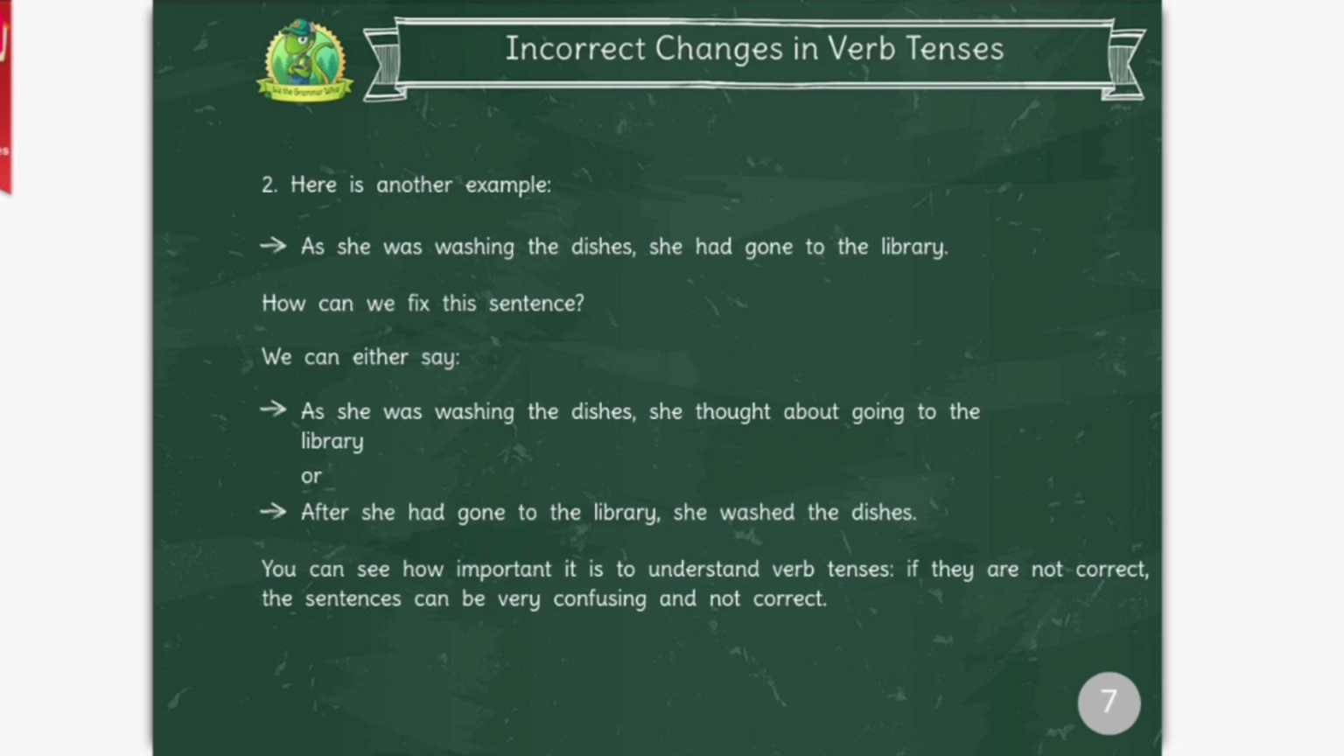2. Here is another example. As she was washing the dishes, she had gone to the library. How can we fix this sentence? We can either say, as she was washing the dishes, she thought about going to the library. Or, after she had gone to the library, she washed the dishes. You can see how important it is to understand verb tenses. If they are not correct, the sentences can be very confusing and not correct.